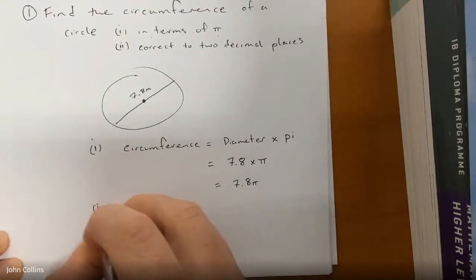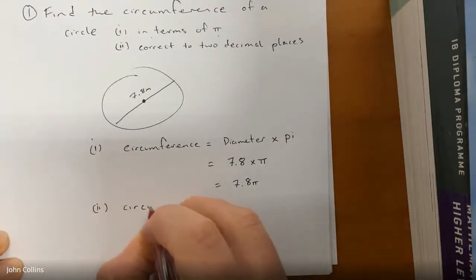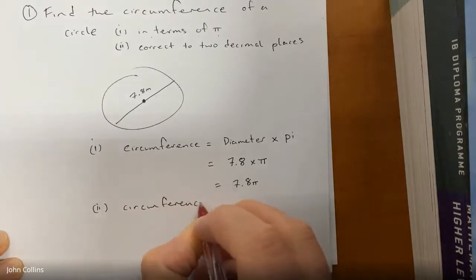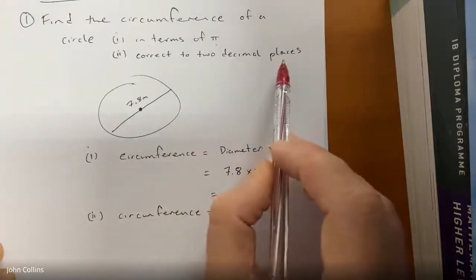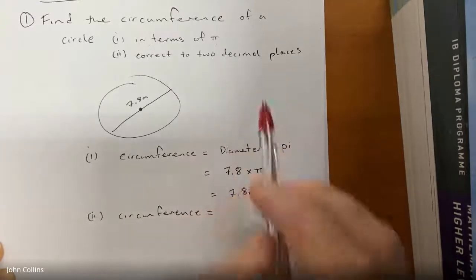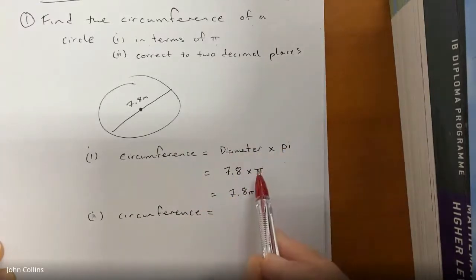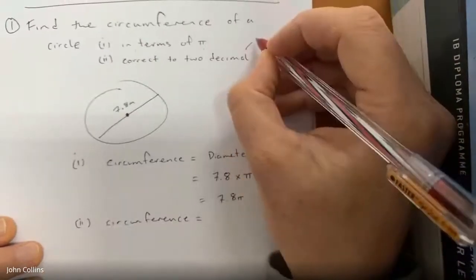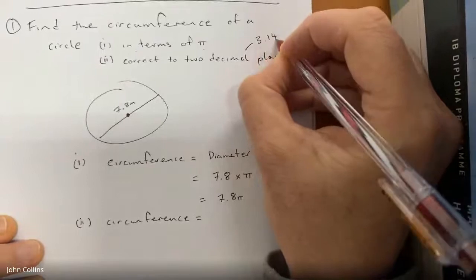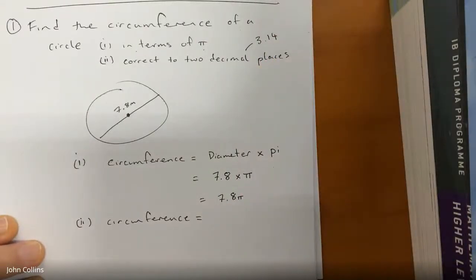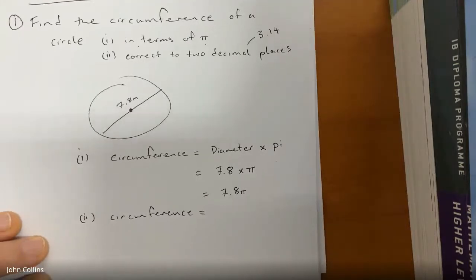Now part 2 asked me to give the answer to 2 decimal places. So if I want 2 decimal places, that means I've got to use the decimal for pi, which is, as we all know really well now, 3.14159265353 and so on. But we won't use it all. We will just use 3.14, and have rounded it to that position. So let's see how well we've rounded that.